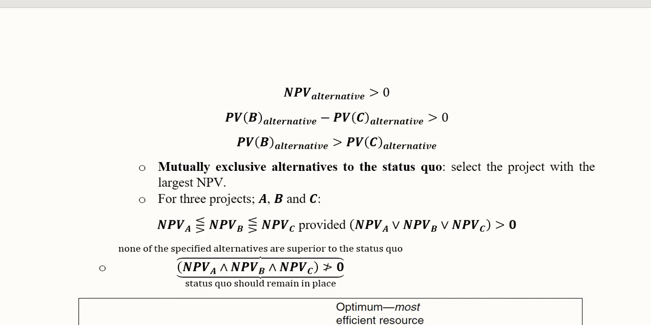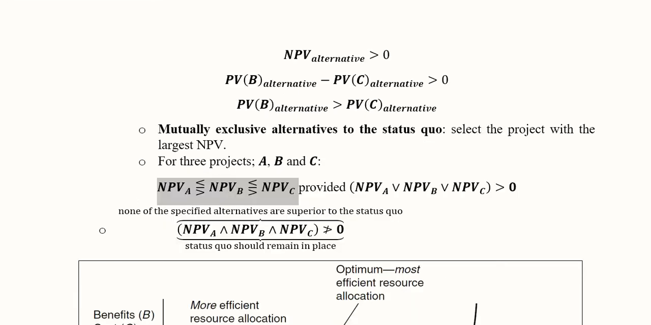But if we have more than one option, then we have to choose one of them, which brings us to the case of mutually exclusive alternatives. In that case, we rank all the possibilities with the help of their NPVs. Here we are considering that we have 3 alternatives and we have found their NPVs and we can simply compare them.